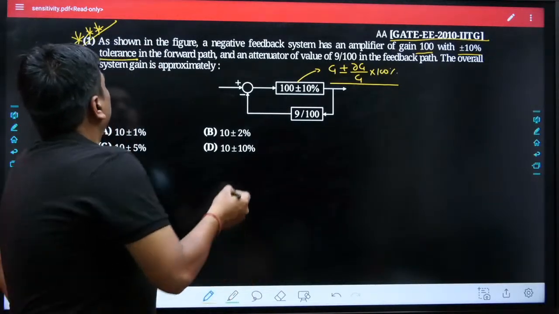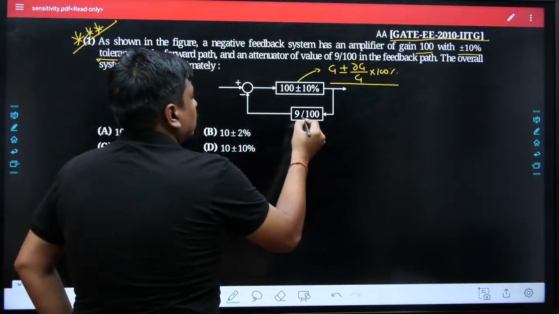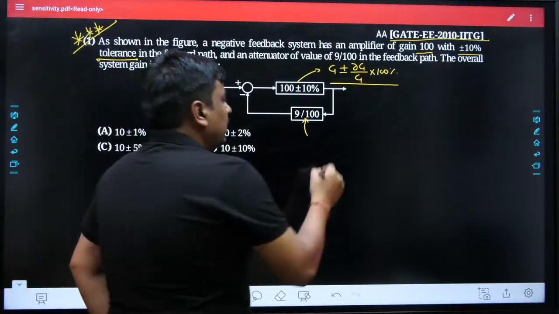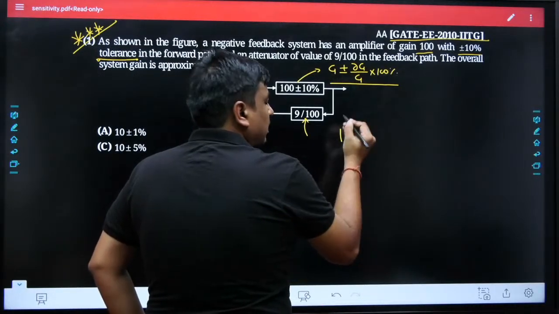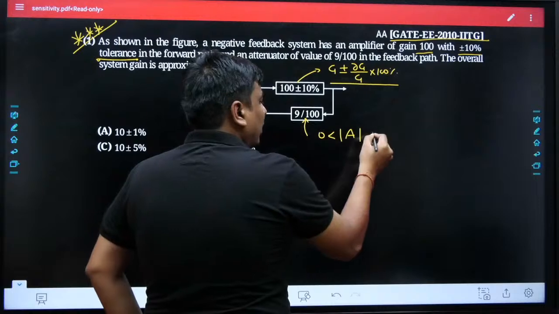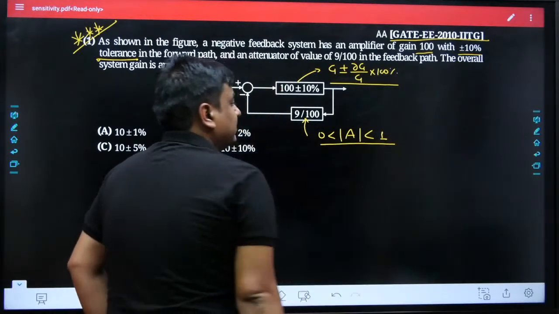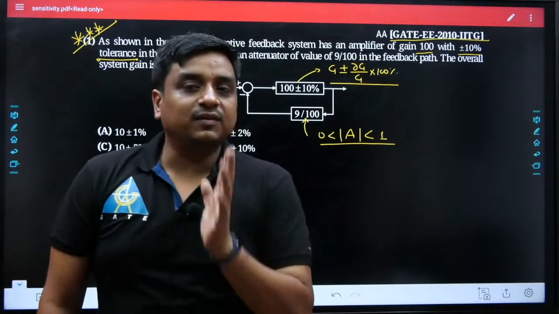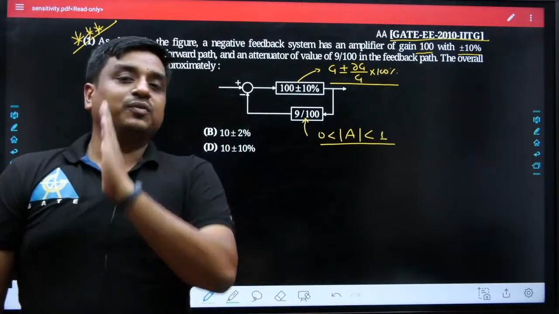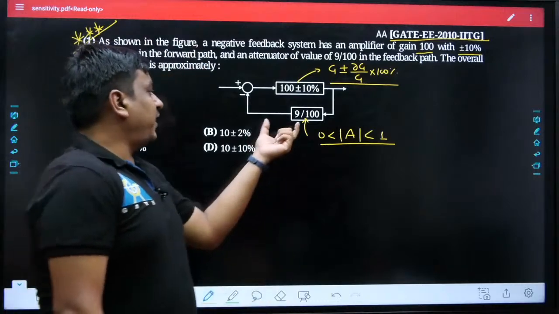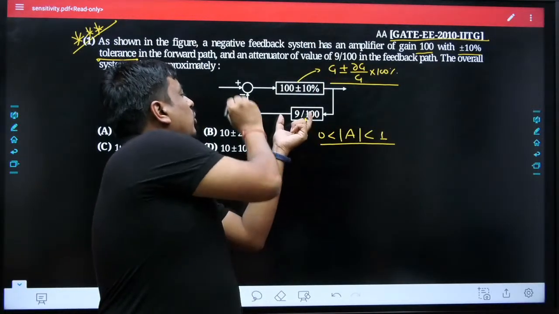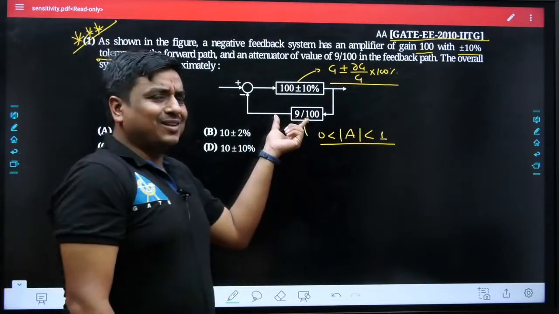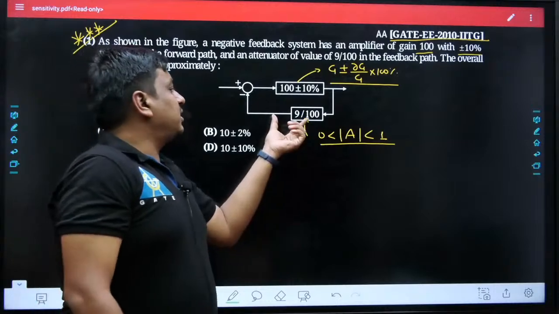Agreed? In the forward path and the attenuator, try to understand why this gain has been called an attenuator. Keep in mind, whenever the gain mod of A is in between 0 and 1, neither 0 nor 1, or you can say lesser than 1, it definitely cannot be called an amplifier. Why? An amplifier is a device which amplifies the input signal, maybe in terms of voltage, current or power. But here the factor which would get multiplied with C and go to the feedback side is 9 divided by 100. Definitely it's in between 0 and 1. So rather than calling it transmittance or gain, habitually we call it an attenuator.